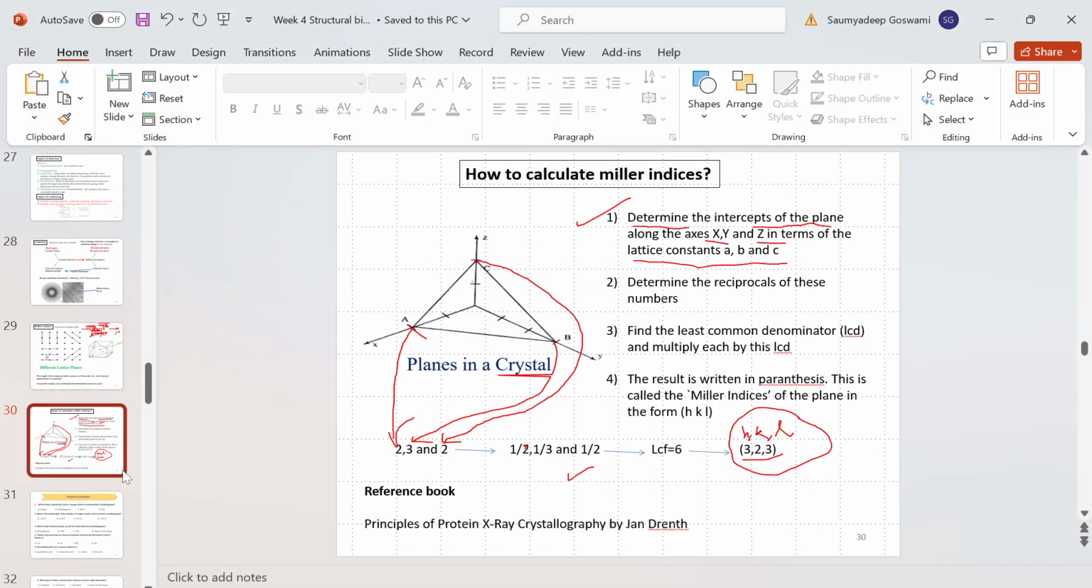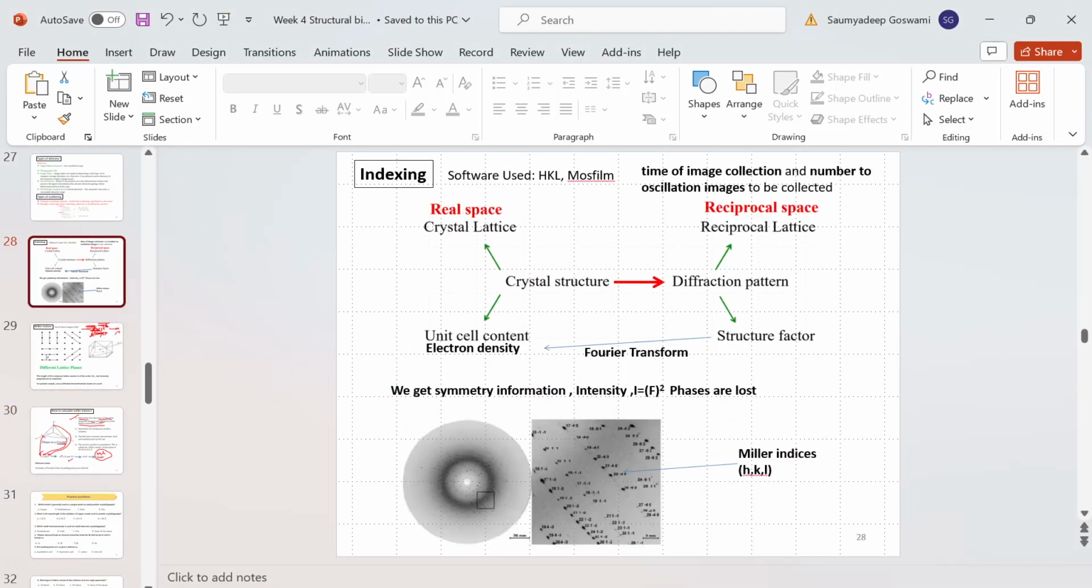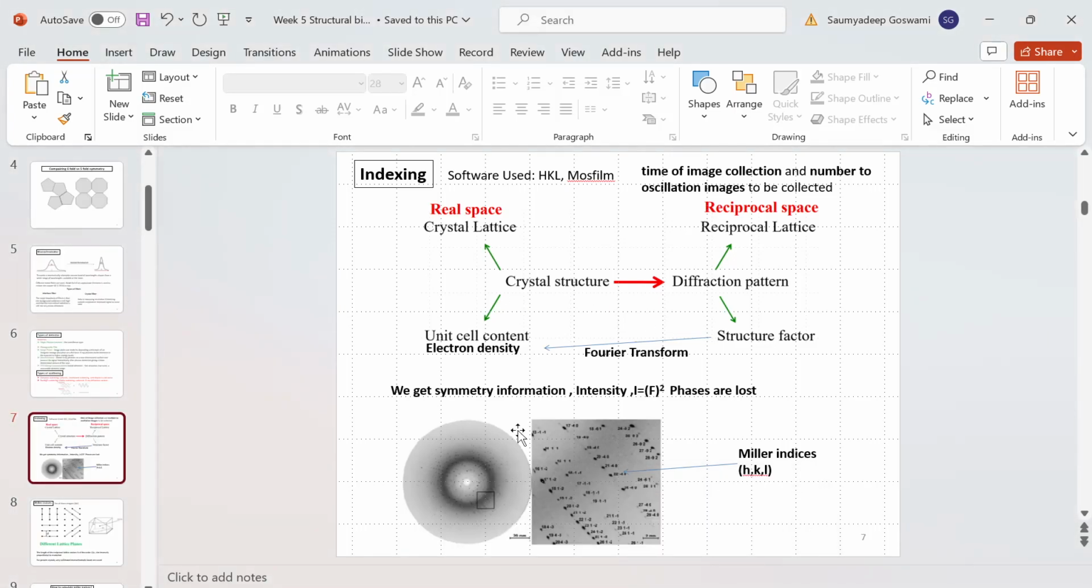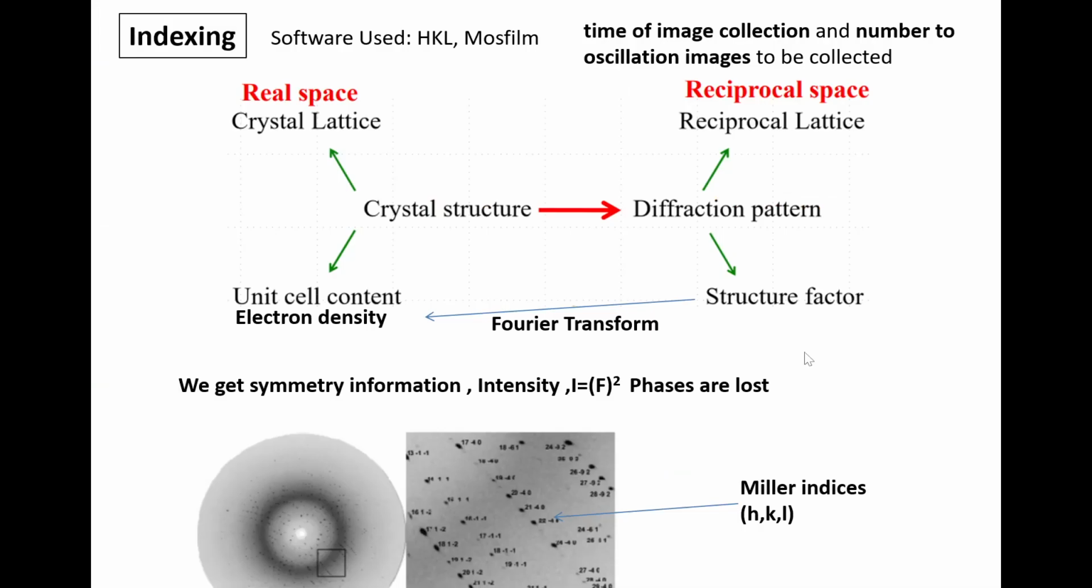So from here we are going to today's slide. Here what we know now is that our crystal is in the real space, whereas our diffraction pattern is in the reciprocal space. So from the diffraction pattern you get something called the structure factor.